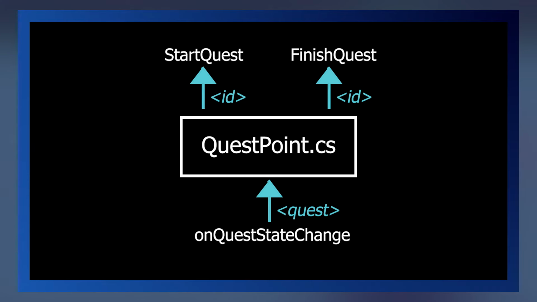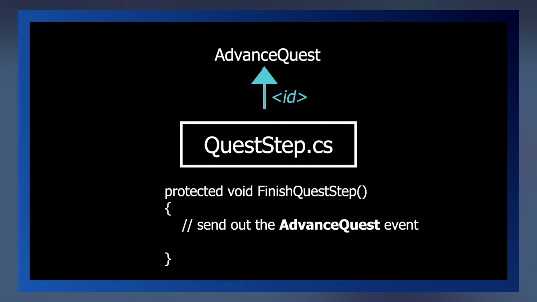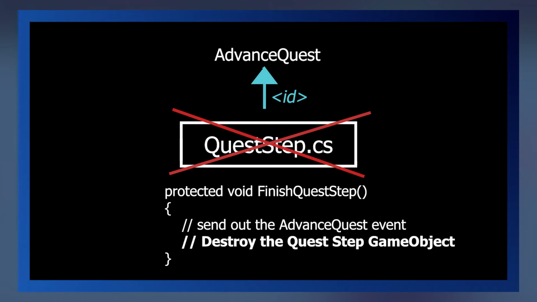As for advancing quests, we're actually going to do that using the quest step class. As part of the finish quest step method, we'll automatically send out an advance quest event so that the quest manager knows to move on to the next step. And just to keep the scene cleaned up, we'll also have that quest step destroy itself after it's been finished, since after it's been finished, it's just dead code that's hanging around in the scene.